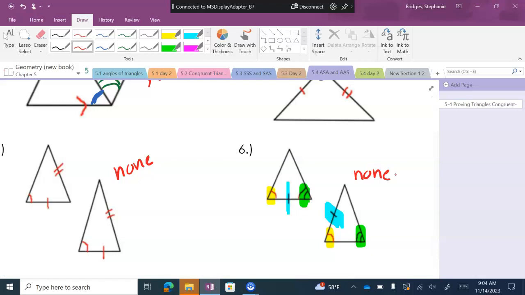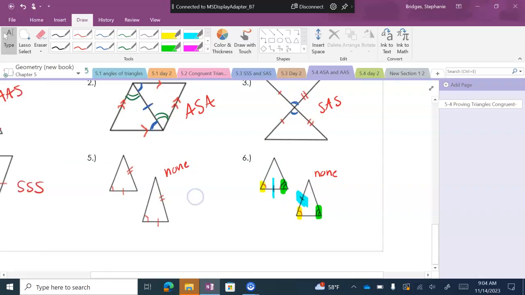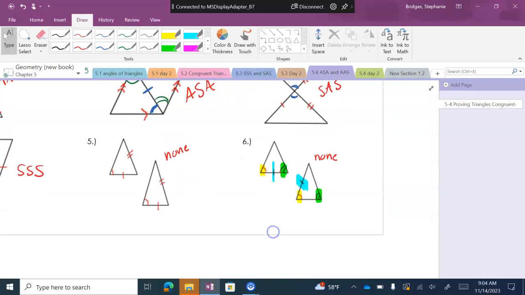Right. Yes. There's nothing on the back, right? Right.